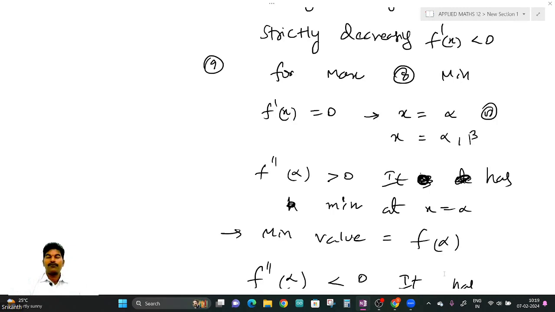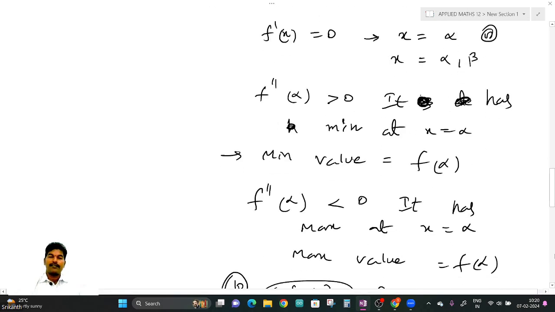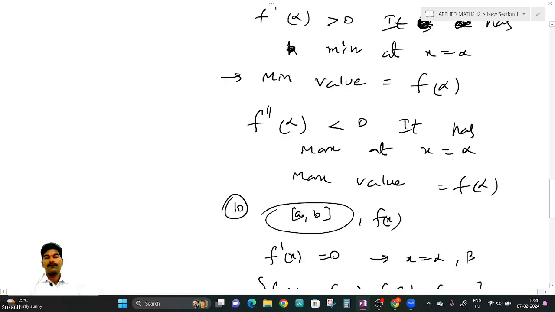If you are getting two values, for example alpha comma beta, then you have to take the second derivative and substitute either alpha or beta. If it is positive, the function has a minimum at x is equal to that value. If the second derivative is negative, the function has a maximum value at x is equal to alpha. And if you are asked to calculate the maximum value also, then you have to calculate f of alpha.